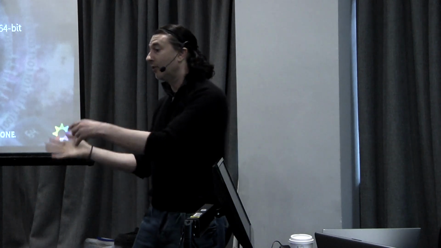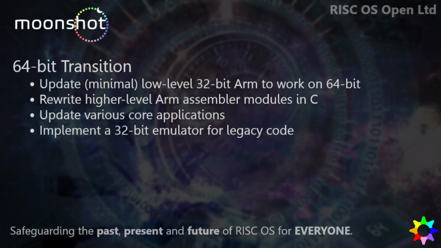C allows new features to be added with a lot less effort than trying to get your head around a load of ARM code and hack it around to make it do the new things that you want it to do. So rewrite a lot of the ARM assembler stuff in C. There are a lot of core applications that are part of RISC OS that will also need tweaking and fixing so that they can work on either 32-bit or 64-bit. And then we've got the final step, which is to make sure there's some way to support all the 32-bit code that we can't change anymore. It's called emulation. It's a way, even on a 64-bit platform, to pretend you've got a 32-bit chip so that you can run old software.